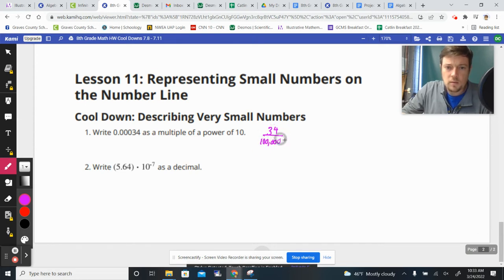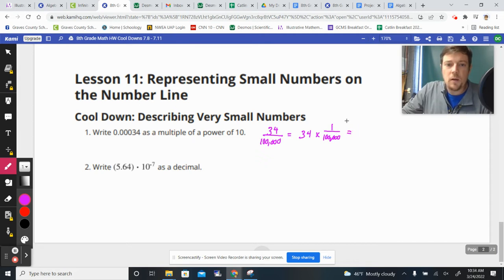100 thousandths. Okay. Now this is the same as taking the number 34 and multiplying it by 1 over 100,000. So you can think about it like that. What we need to do is we need to convert this 1 over 100,000 into an exponent. So 10 to the power of a negative number because it's in the denominator like that.